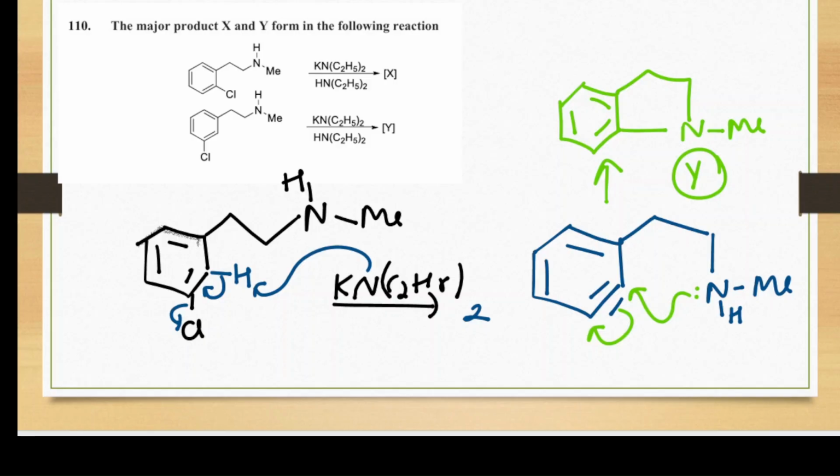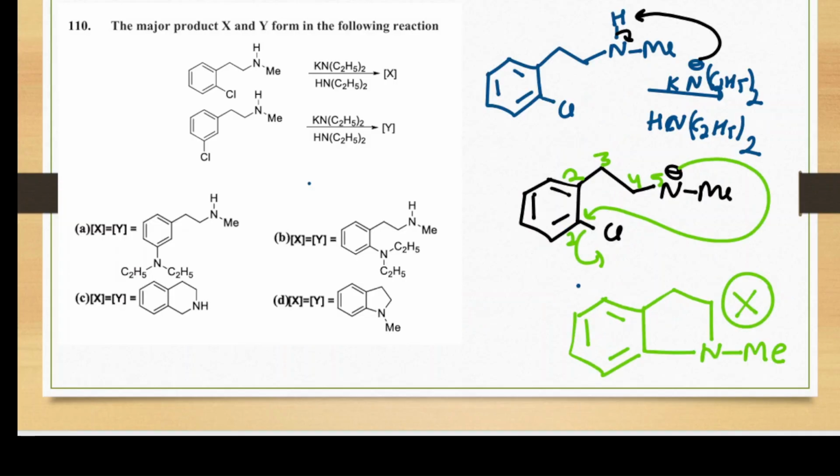So the mechanism in both of the cases is different. One is through the direct and the other is through the benzyne mechanism you are observing. So the product formed is the same in both the cases. That is option D we will be getting in these cases. Okay. So this is going to be the answer to this question.